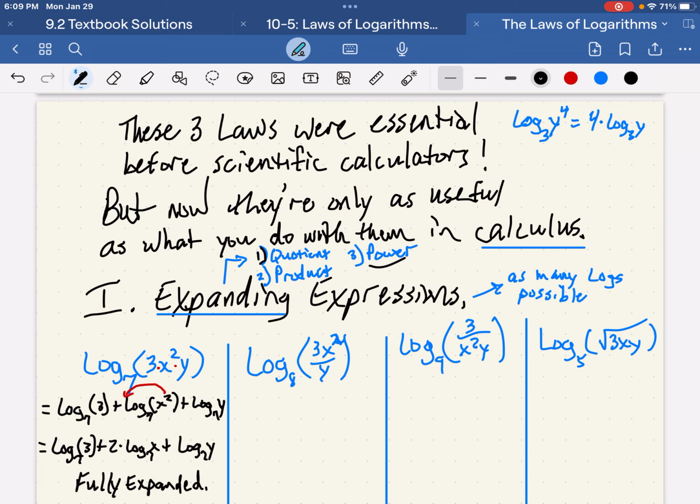Believe it or not, it seems very contradictory, but calculus will be much easier with this expression than the original simpler looking expression. So let's go on to example number 2.